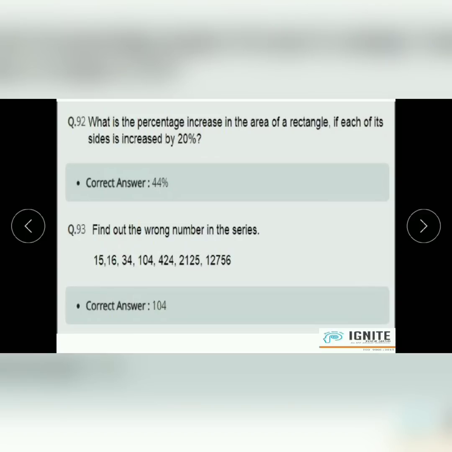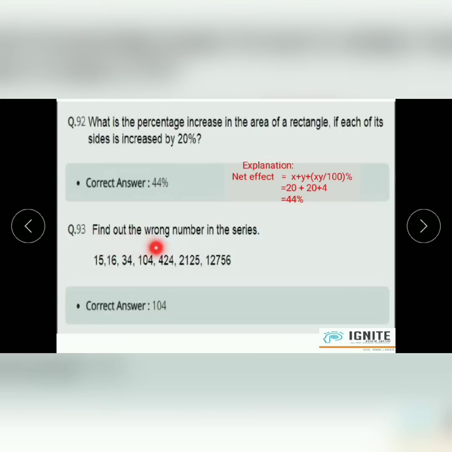Here the area of the rectangle, if each of its sides is increased by 20%, that means first time it increases 20% and next increases 20% again. Therefore, for net effect, x and y are 20 here. Therefore, 20 plus 20 plus 400 by 100, that means 4. Answer is 44%.